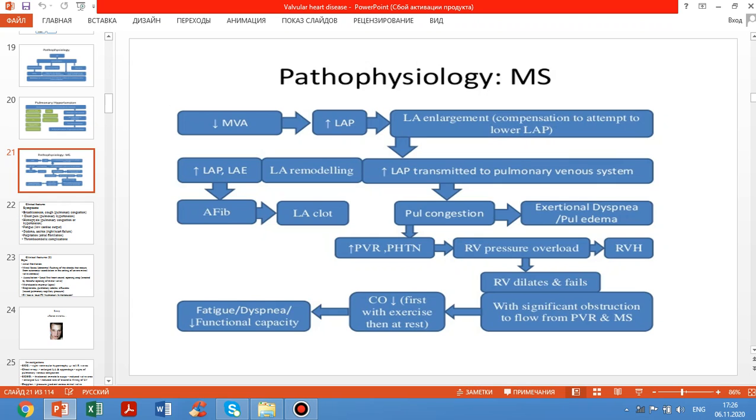The right ventricle dilates and fails, with significant obstruction of flow from pulmonary vascular resistance and mitral stenosis. Cardiac output decreases, first with exercise, then at rest. Due to this, fatigue, dyspnea, and decreasing functional capacity.